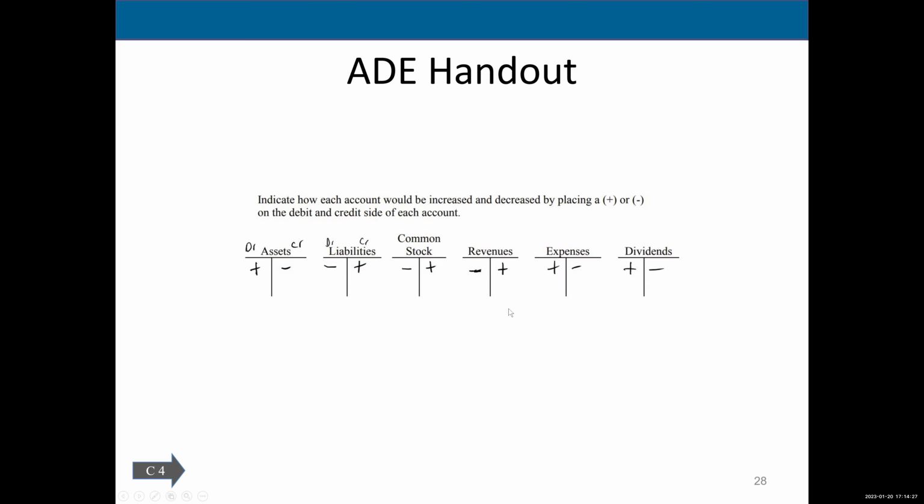Revenues. Is that part of AID? No. So you increase it with a credit. You decrease it with the debit.